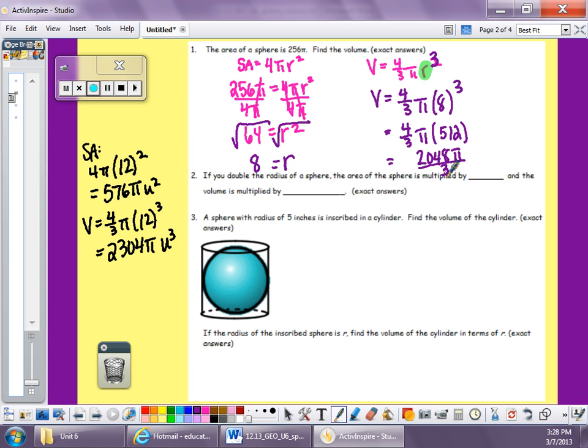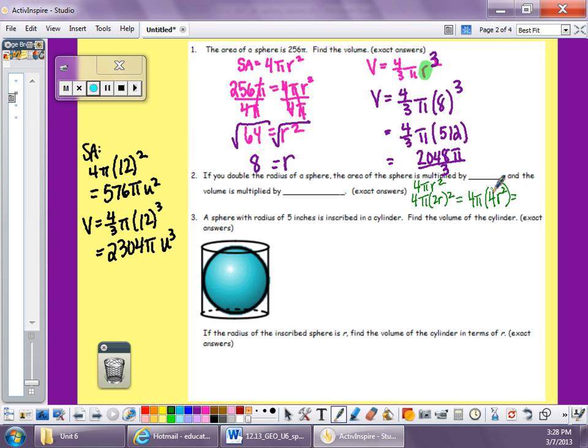On the next problem, some of you, when we were doing this in class, input a number and then you saw what happened. I'm not going to input a number. I'm going to show you how I would have done that without inputting a number. So surface area in general is 4 pi r squared. So what I'm going to do is multiply the radius by 2. So then this gives me 4 pi. 2r squared means 2r times 2r, which gives me 4r squared.